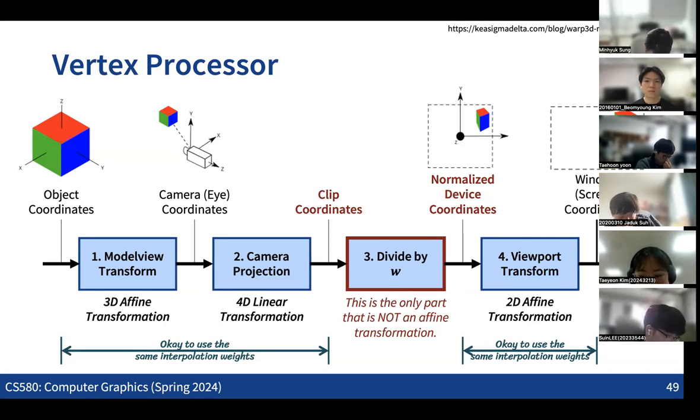The only part where we have some issue is this part. If we divide the clip coordinates by the W value, then this breaks everything. So this becomes a non-affine transformation, and this is the part where we should not use the same interpolation weights. So this is the only part that we need to handle for proper interpolation. Does this make sense?